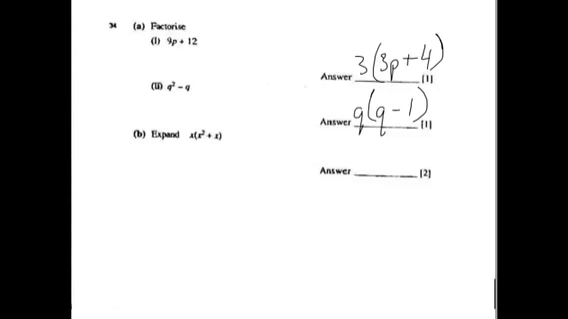Part B is to expand the bracket, so we have x times x squared, so that gives me x cubed, and x times x gives me plus x squared.